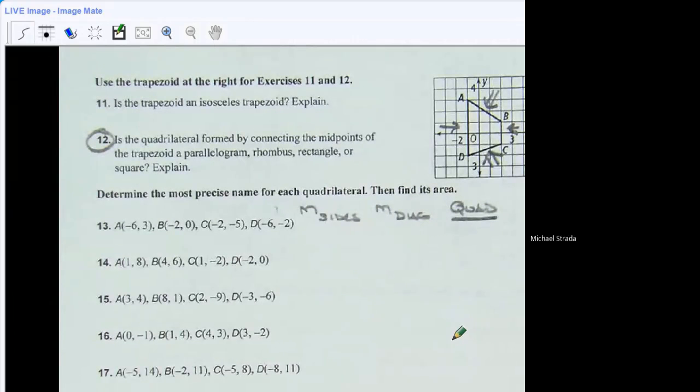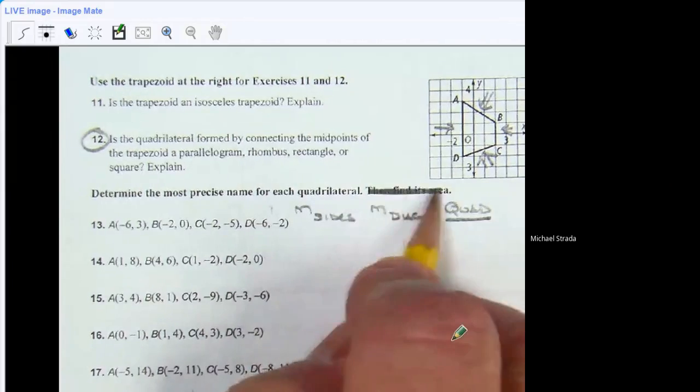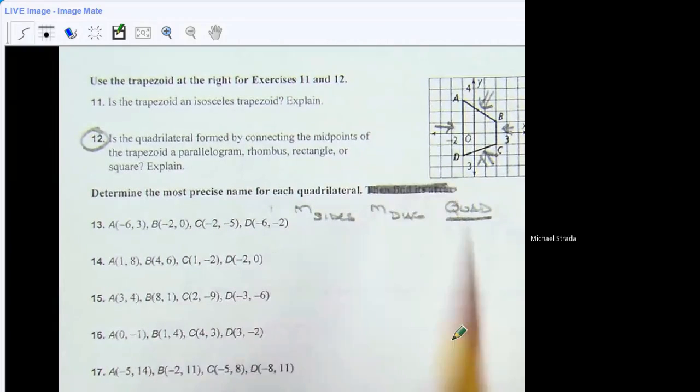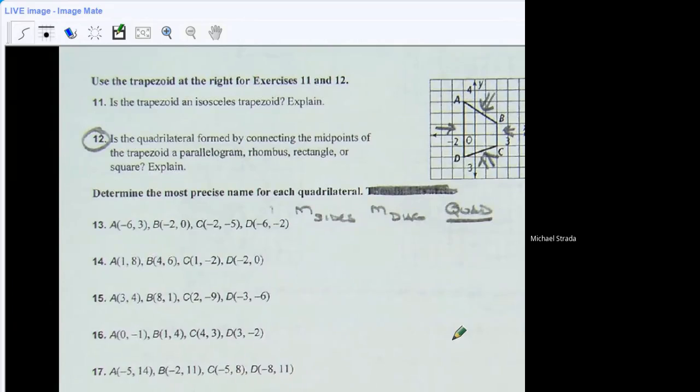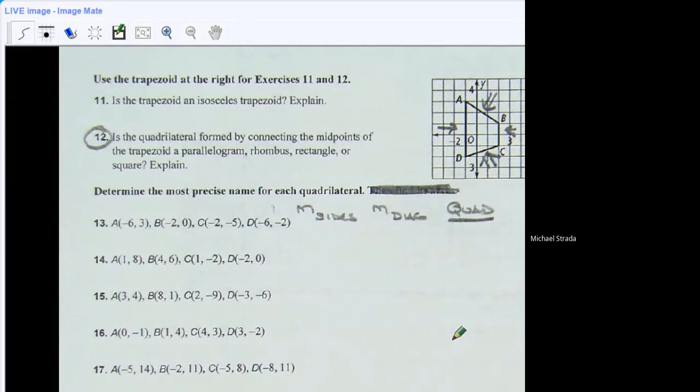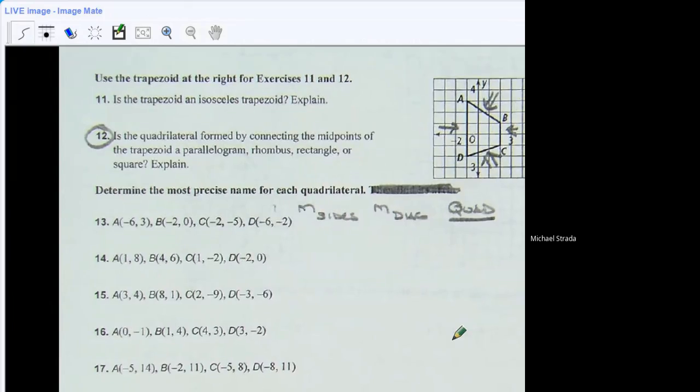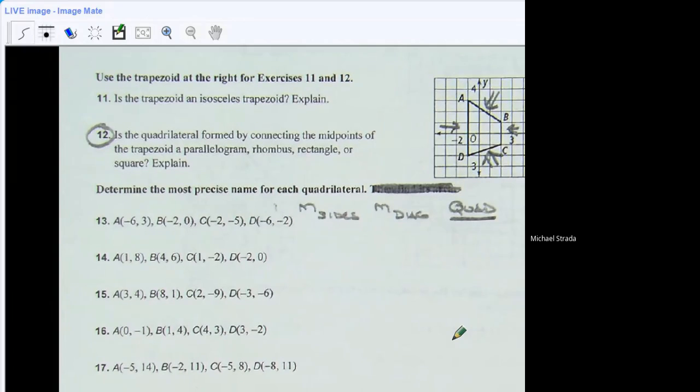So determine the most precise name for each quadrilateral. You do not need to find its area. We'll deal with that later in the year when we're in chapter 8. So find the slope of the sides, the slope of the diagonals, and then tell me what quadrilateral it is. Just make a little chart if you want. Again, I don't need to see where you got it from. If you want to use the distance formula, you can.